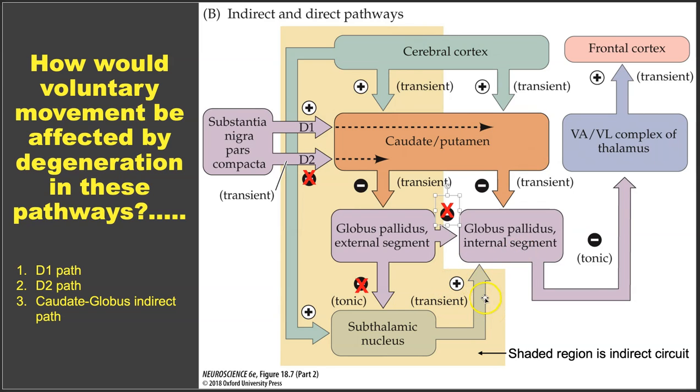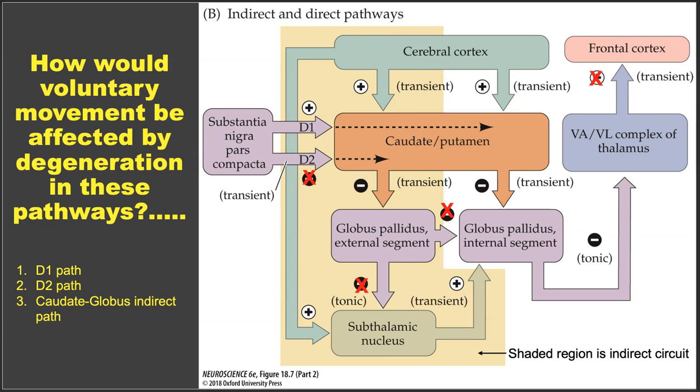This means the subthalamic nucleus is available to excite the internal segment. It means that there is at least one missing inhibitory component on the internal segment. So overall, the internal segment is going to be more active. So it's more active, that's going to increase the inhibition of the VA/VL complex, which once again, we see inhibition of voluntary movements in the frontal cortex.